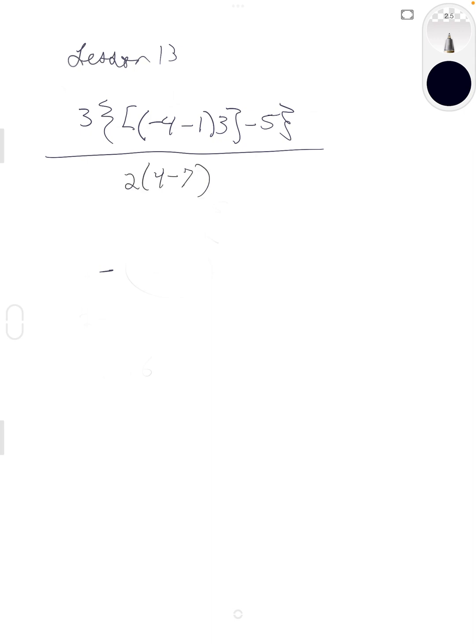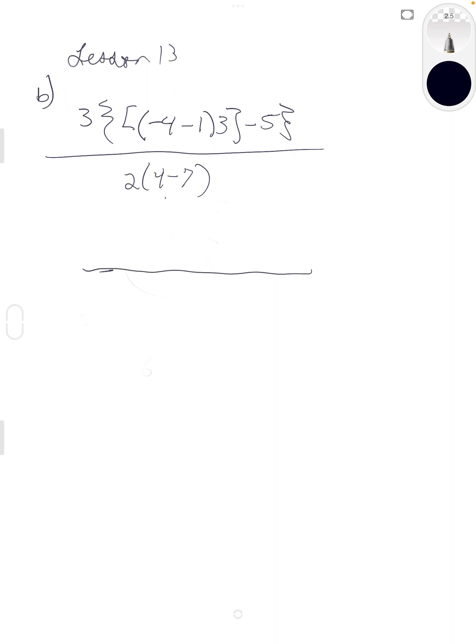Let me give you a little more complicated-ish one. 3 times brace, bracket, parentheses, -4 minus 1, times 3, bracket, -5, brace, as a fraction, 2 times parentheses 4 minus 7. So this is actually practice problem B on lesson 13. The key on this one is don't let the fraction mess you up. So I'm going to rewrite it as a fraction. I'm just going to do parts.